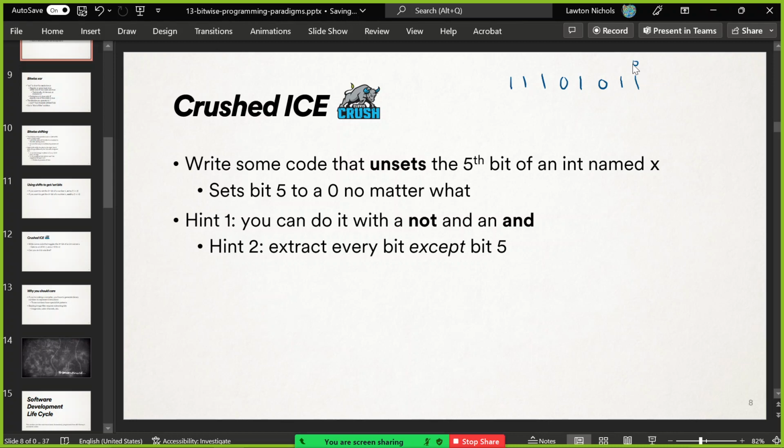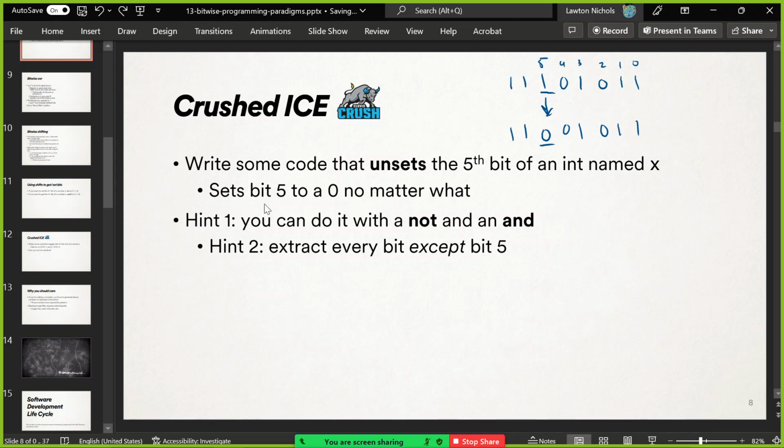And where's the 5th bit? It starts here, 0, 1, 2, 3, 4, 5. Here's the number that I care about. I would like to transform this into the number 1, 1, 0, right? That got unset, not flipped, sorry, unset. 1, 1, 0, 0, 1, 0, 1, 1. And it should have still worked. Like if this was already a 0, it shouldn't have mattered. It would just keep it a 0. Okay? So you need to write a program that'll do that. So how would you do it?